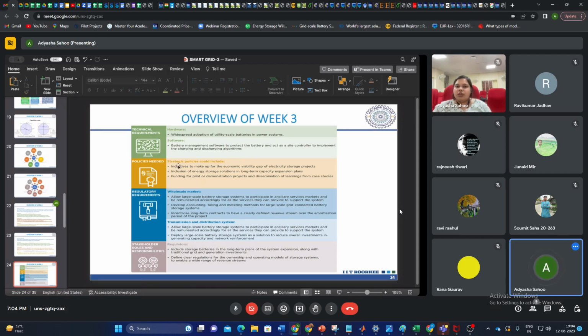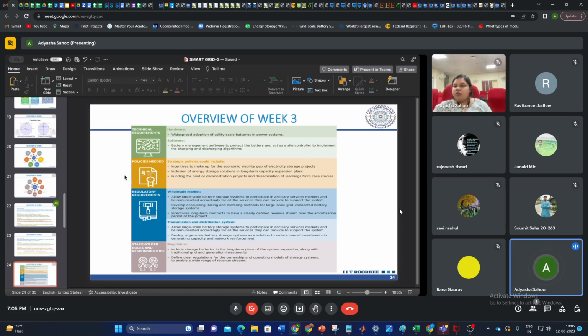Okay, so firstly, we need to have the technical requirements, that is, some hardware as well as some software reforms. So, we need to have the battery management system to protect the battery, and it will act as a controller to implement the charging and discharging algorithms.